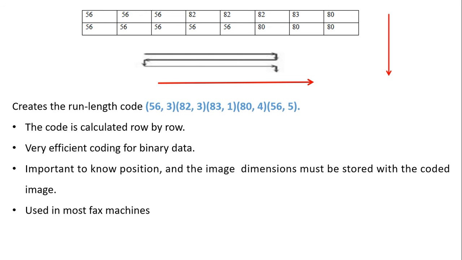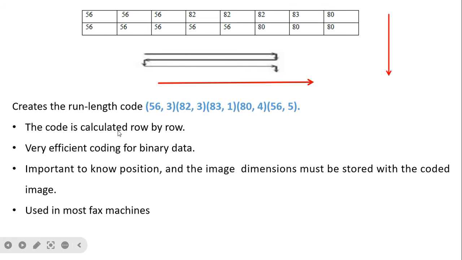Now see, for this image only 2 rows are taken. So now here we can use run length encoding. Run length encoding is useful only when there are runs of a particular intensity, otherwise it turns into negative compression. Now here 56 is repeated 3 times, 82 is repeated 3 times, 81 is repeated 1 time, 80 is, now we are going in this direction, 80 is repeated 4 times, and 56 is repeated 5 times.